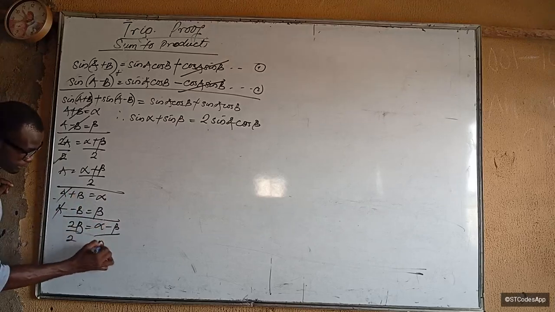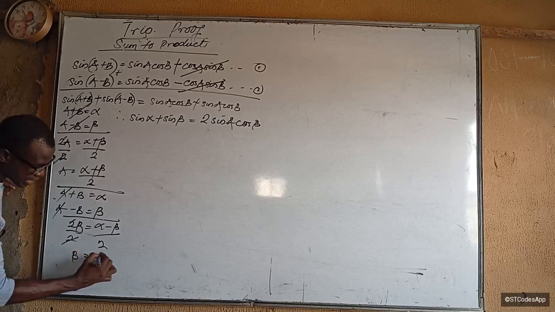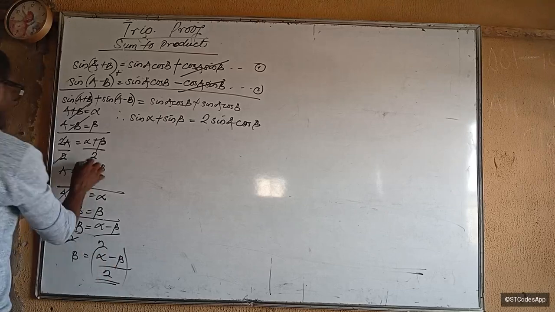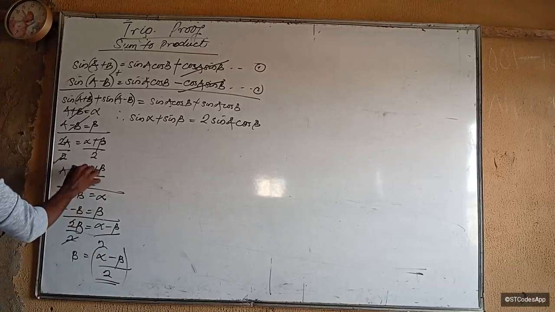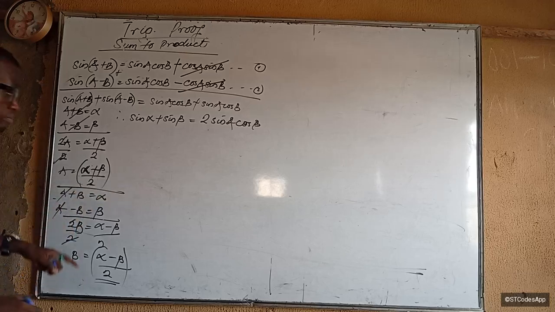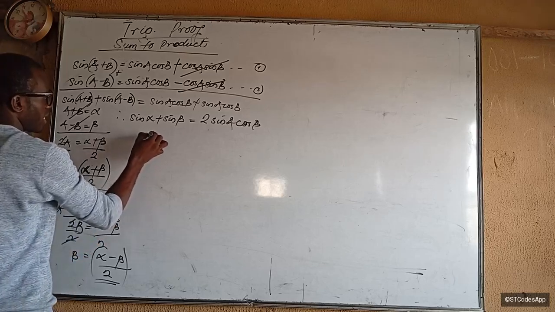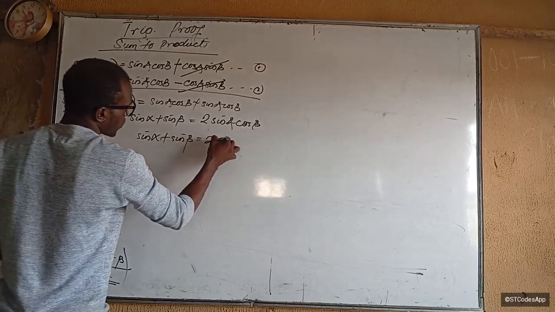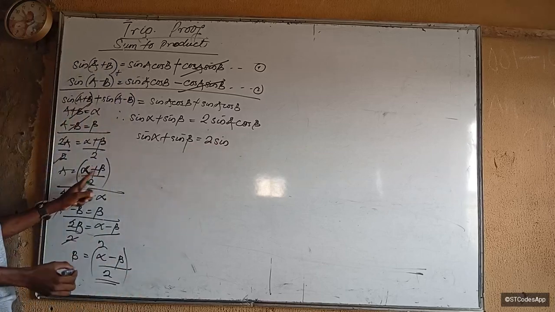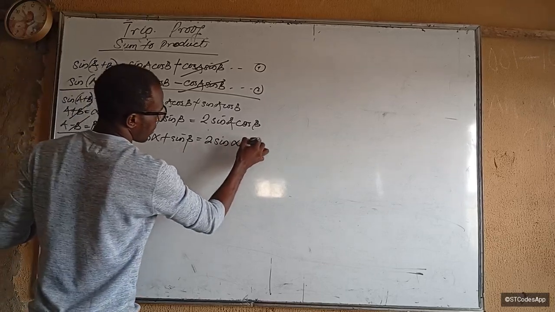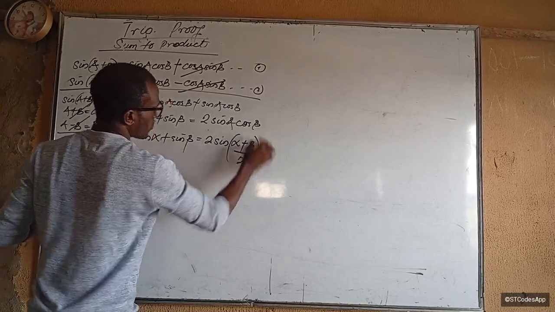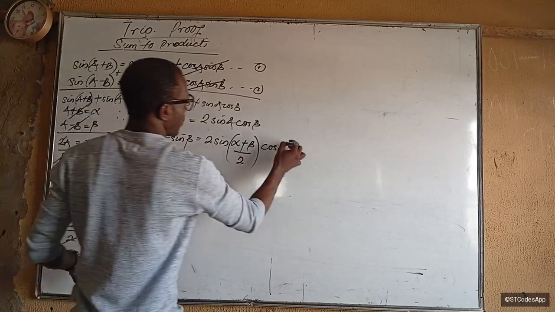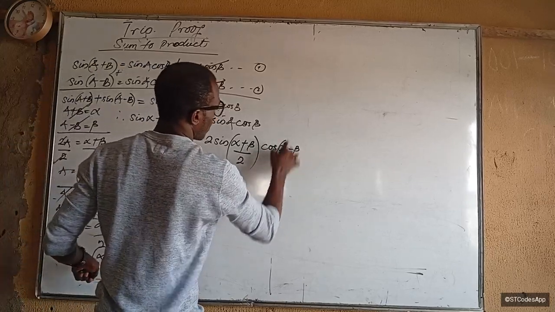Divide both sides by 2. Beta becomes alpha minus beta over 2. So from here, we have generated a term for A and B in terms of alpha and beta. So sin alpha plus sin beta becomes 2 sin, what is our A? A is alpha plus beta over 2. That will be alpha plus beta over 2. Then cos B, what is B? Alpha minus beta over 2.